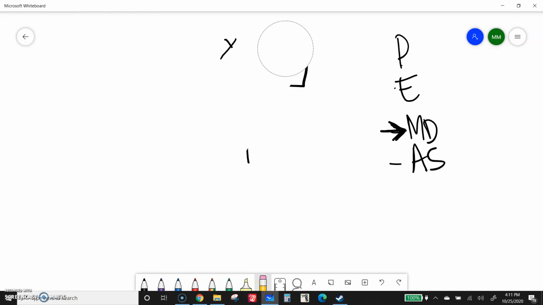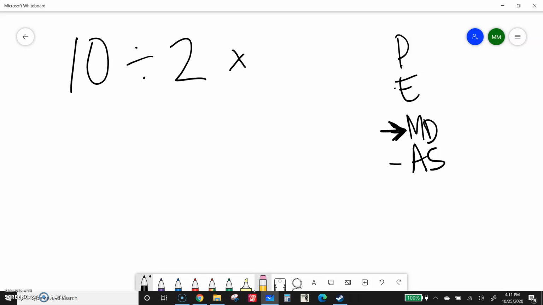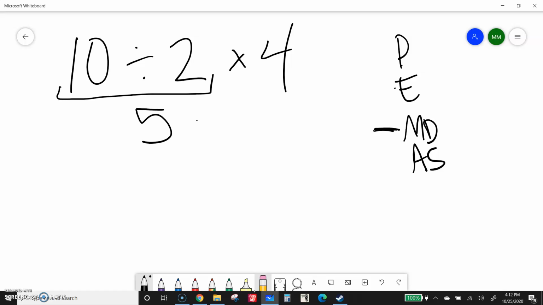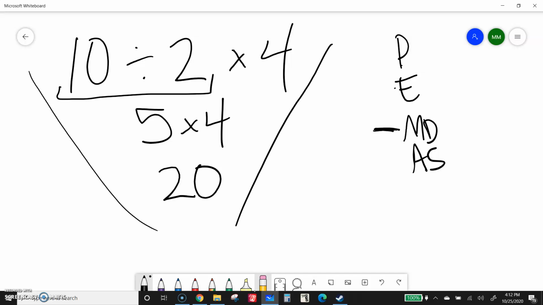Now, say we had a problem like 10 divided by 2 times 4. Okay, so again, we don't have parentheses, so multiply and divide. Now, some people are going to do that multiplying first, but because this is the same level, I'm just going to go from left to right, and I'm going to divide first. 10 divided by 2 is 5. 5 times 4 is 20. Notice how it kind of makes a pyramid shape as I do it.